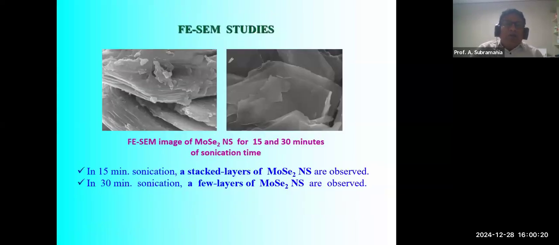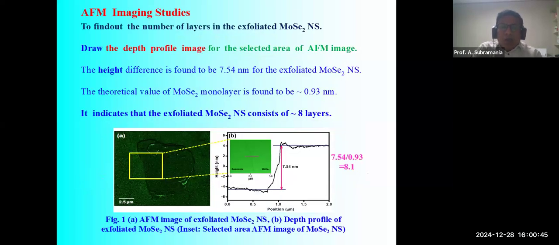So this is the FESEM image of molybdenum selenide nanosheets for 15 and 30 minutes of sonication time. In 15 minutes of sonication, that is not sufficient. That is why stacked layers of molybdenum selenide nanosheets are observed, whereas at 30 minutes of sonication, a few layers of molybdenum selenide nanosheets are observed. By using this AFM, that is atomic force microscope image, you can measure how many layers are present after exfoliation. So that can be predicted by using this AFM technique.